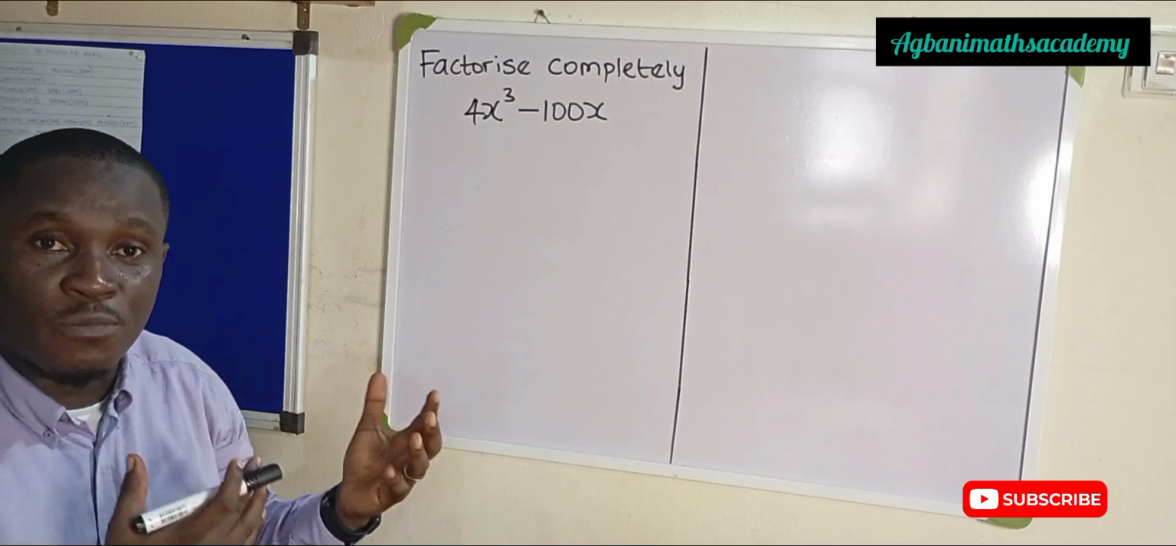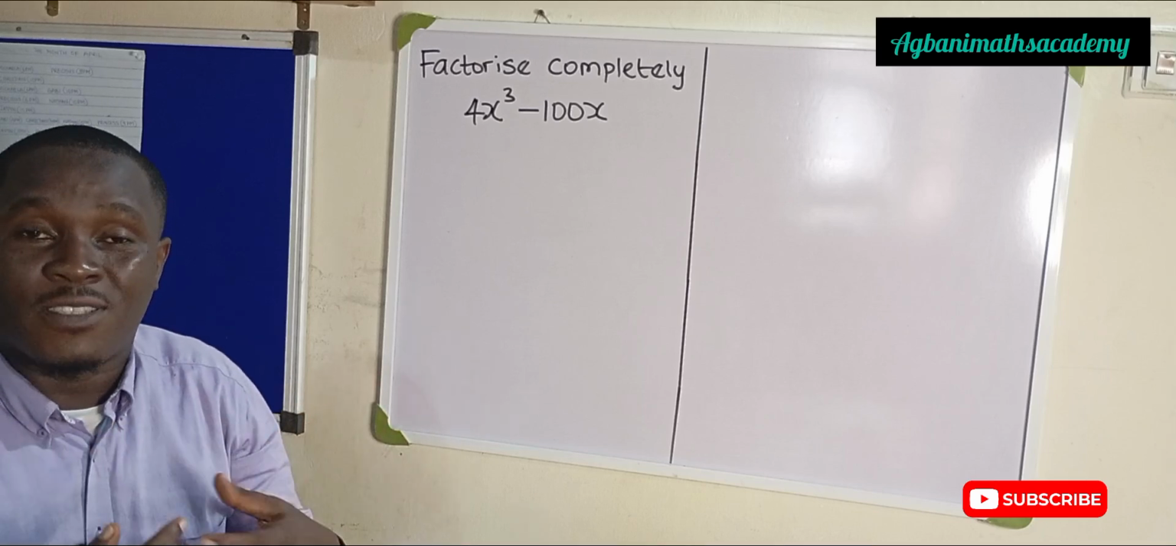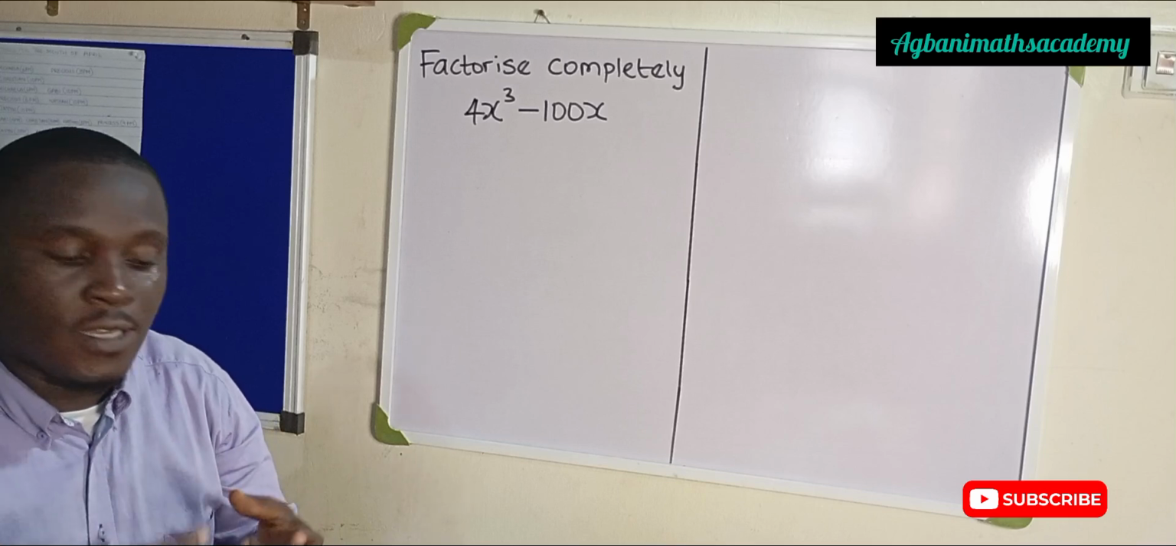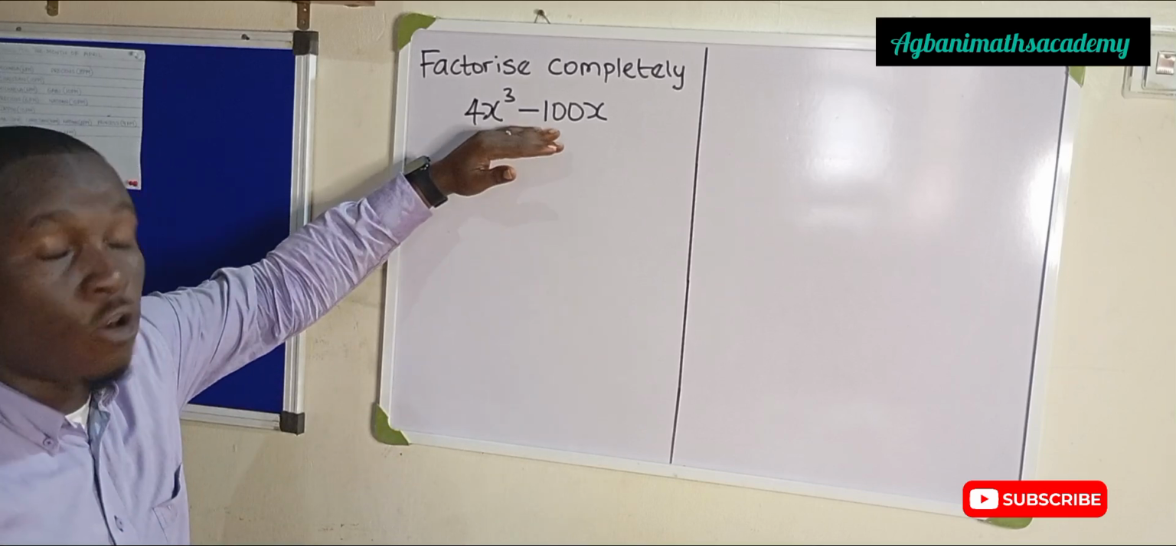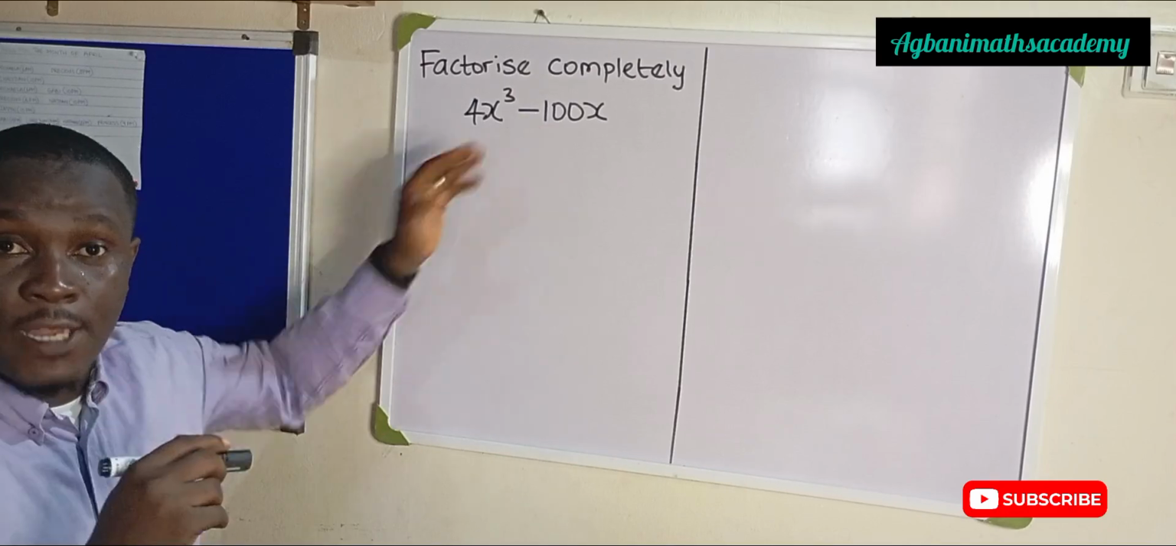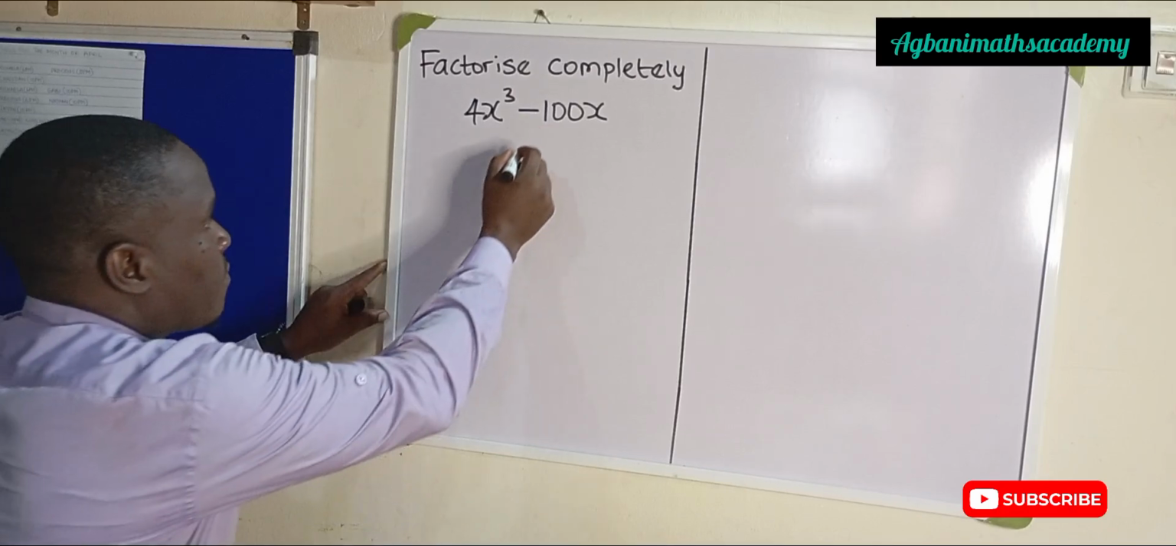To factorize an algebra simply means to bring out the factors of the algebra, the numbers or algebra that can divide the given algebra without a remainder. So let's go ahead to factorize. Solution.